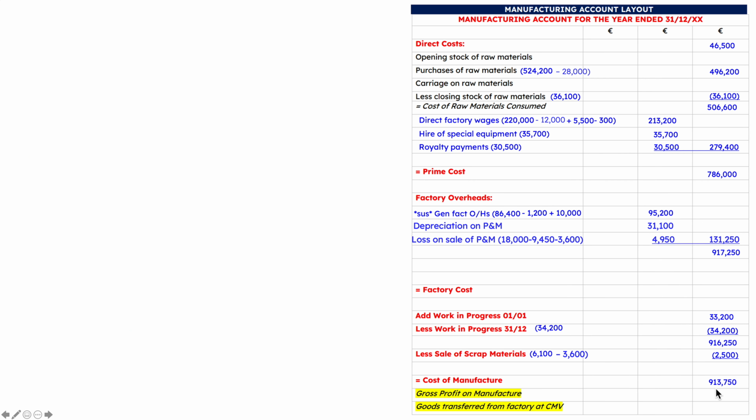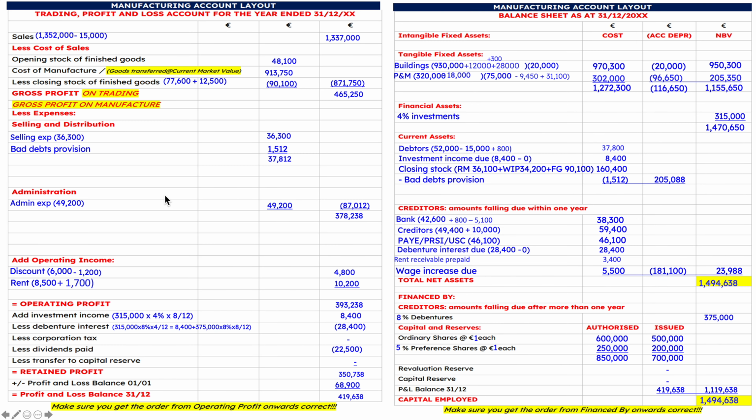So your cost of manufacture here is 913,750. You might get your own marks for this figure if you didn't get that, 913,750. Okay, the trading profit and loss and the balance sheet then, this is how this looks. You must total these, okay? So the cost and the accumulated depreciation, you must total authorised and issued here. And your total net assets and your capital employed should be the same there at 1,494,638. So that's the 2016 Ryan Limited Manufacturing Account question done there.